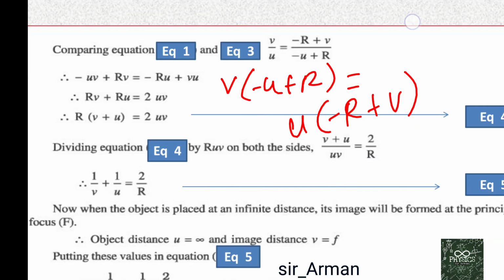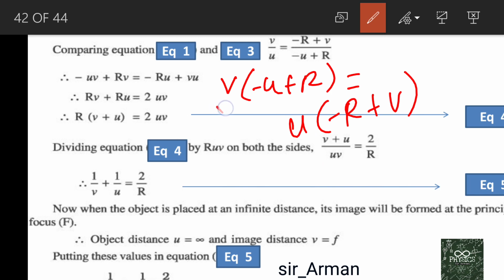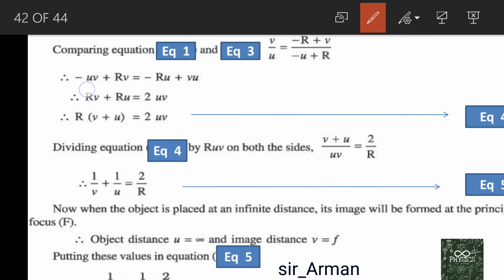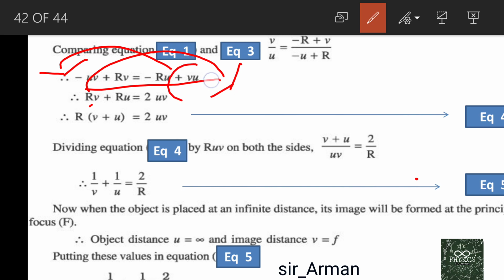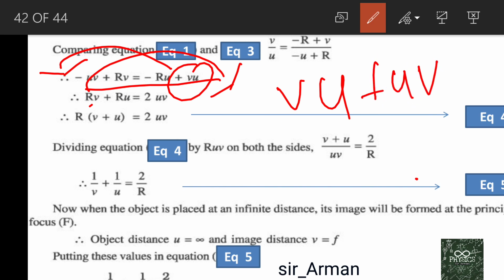By doing this we obtain V into minus U, so minus UV, V into R is plus RV, is equal to minus R into U plus V into U. So we obtain this equation. Now just rearrange. We will take these two negative terms to this side, and the sign here, minus UV, we can take to this side, so it becomes plus VU. And when these negative terms come this side, it again gets added, so it is UV. UV or VU is the same, so we can write it as 2UV.